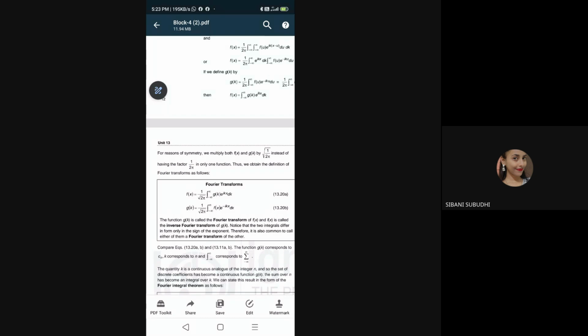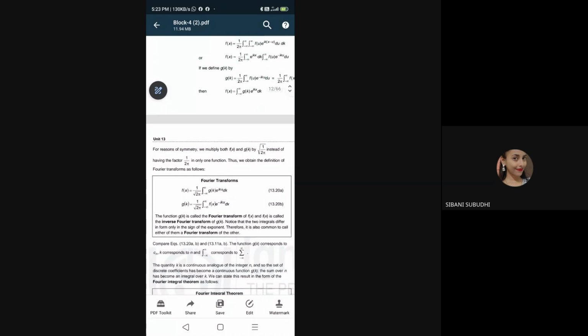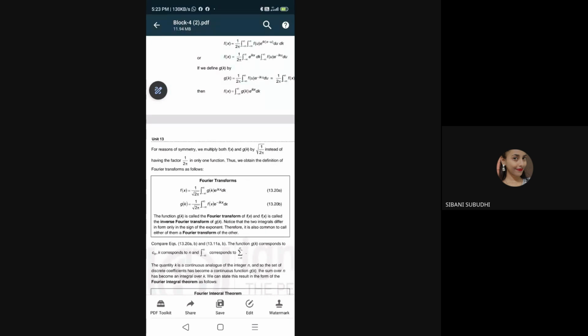And for reasons of symmetry, we multiply both f(x) and g(k) by 1 by root over 2π, instead of having a factor 1 by 2π in only one function. So you can define the Fourier transform as follows: f(x) is equal to 1 by root over 2π integration minus infinite to infinite g(k) e to the power i k x dk, and g(k) can be written as 1 by root over 2π integration minus infinite to infinite f(x) e to the power minus i k x dx. The function g(k) is called the Fourier transform of f(x), and f(x) is called the inverse Fourier transform of g(k). So two integrals differ in form only in the sign of the exponent.